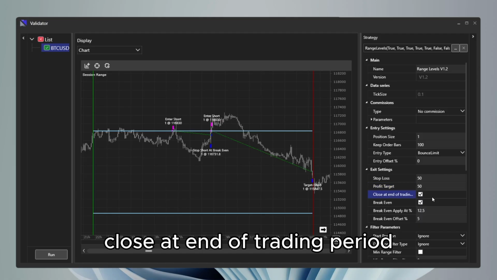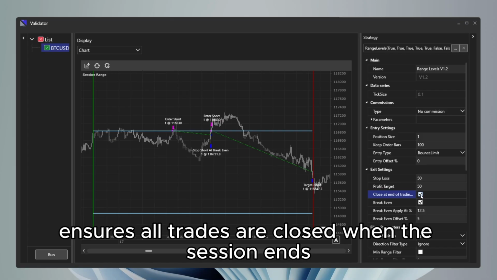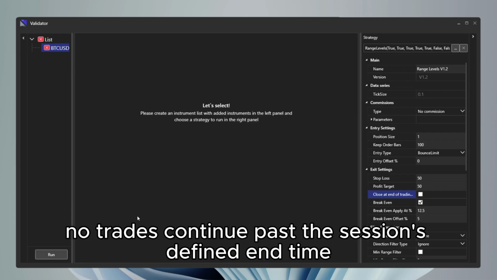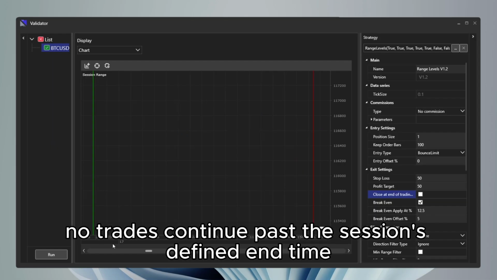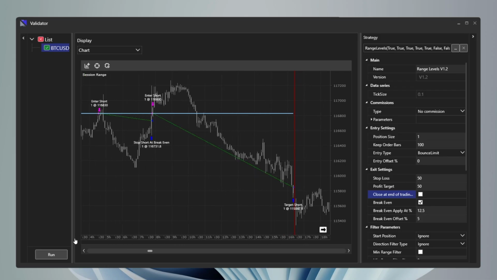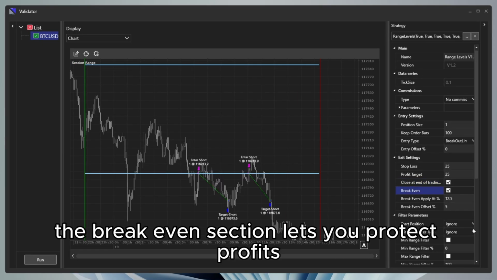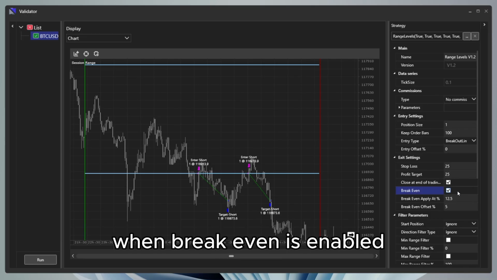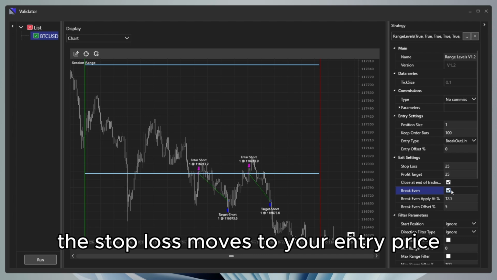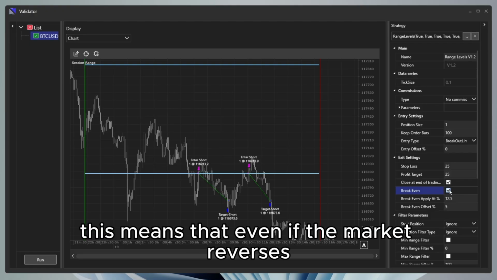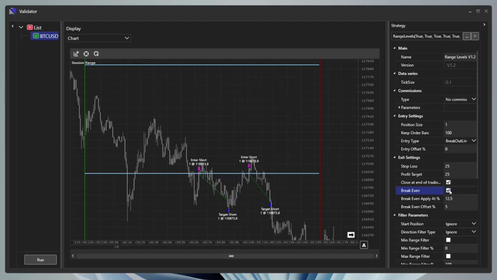Close at end of trading period ensures all trades are closed when the session ends. If this is checked, no trades continue past the session's defined end time. The break-even section lets you protect profits automatically. When break-even is enabled, the stop loss moves to your entry price after the trade has gone a certain distance in your favor. This means that even if the market reverses, you don't lose money on that position.